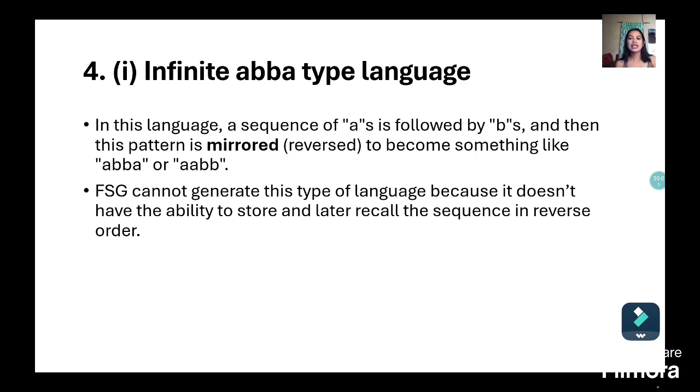The next one, the infinite ABBA type language. In this language, a sequence of A's is followed by B's, and then this pattern is mirrored, reversed, to become something like ABBA or AABB. Finite state grammar cannot generate this type of language because it doesn't have the ability to store and later recall the sequence in reverse order.